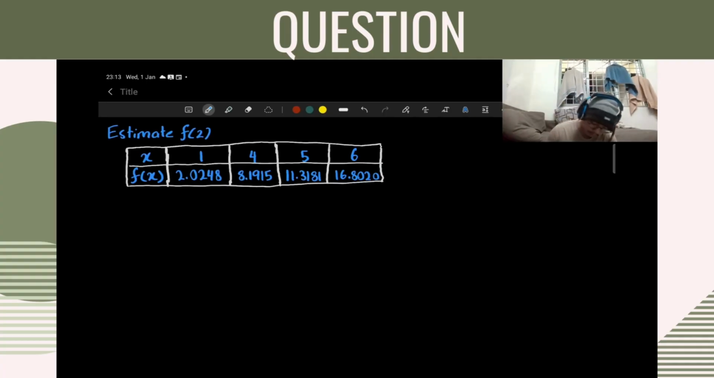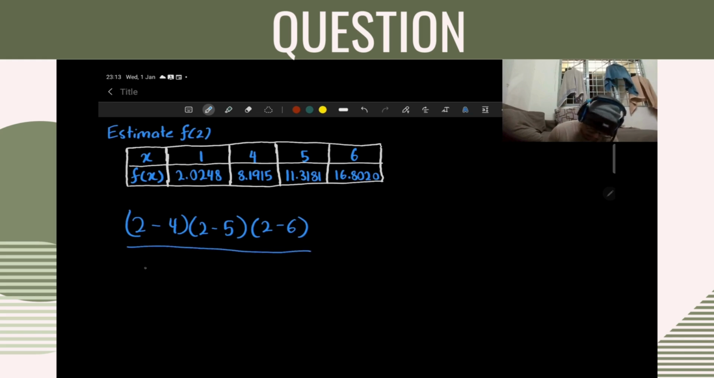Hello, my name is Ryan and I'm going to teach you how to do this question. So, x minus 4, x minus 5, x minus 6, over 1 minus 4, 1 minus 5, 1 minus 6, multiplied by the y value, 0.0248.